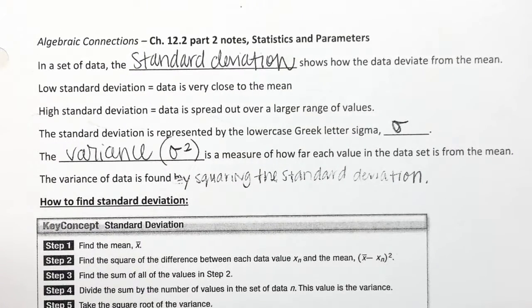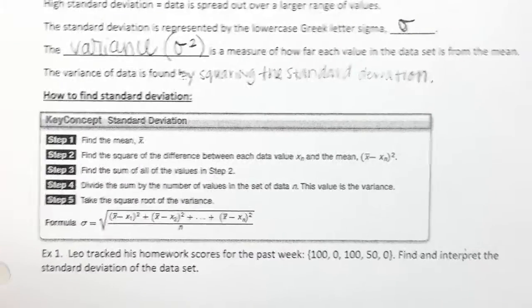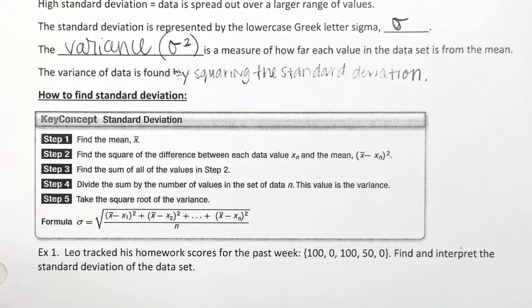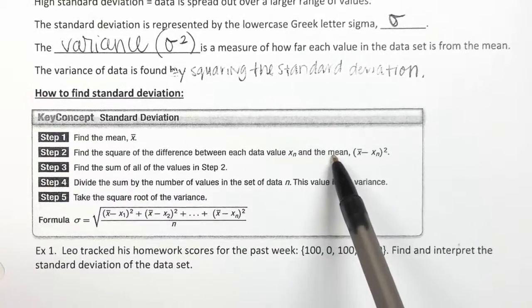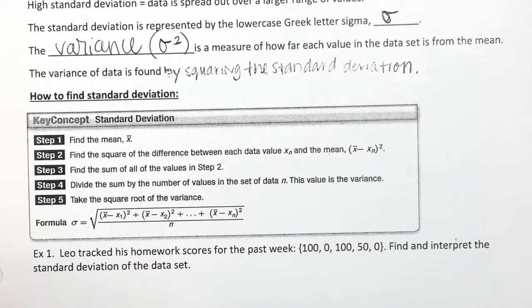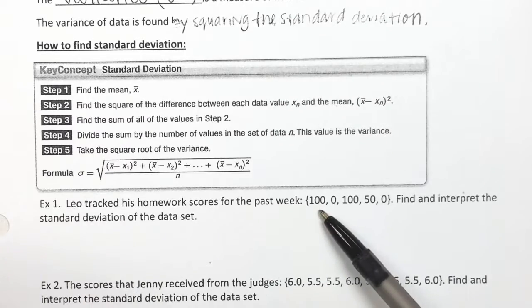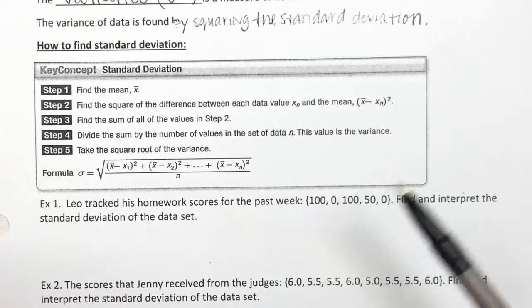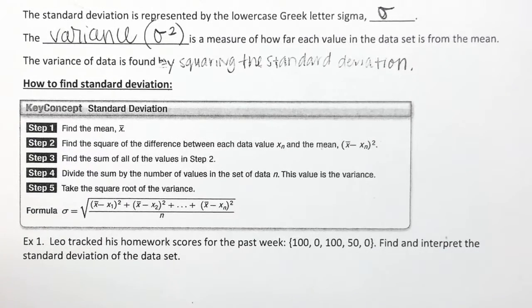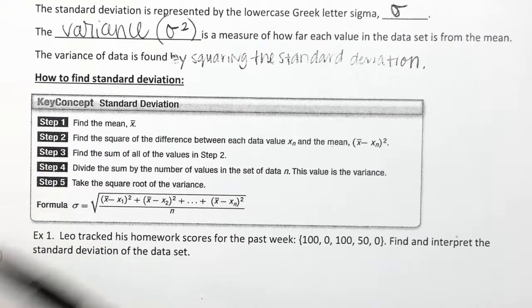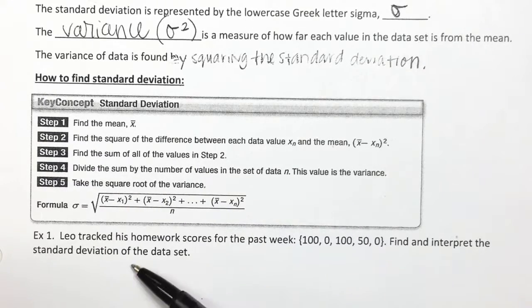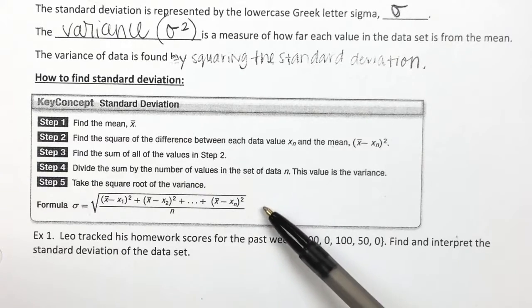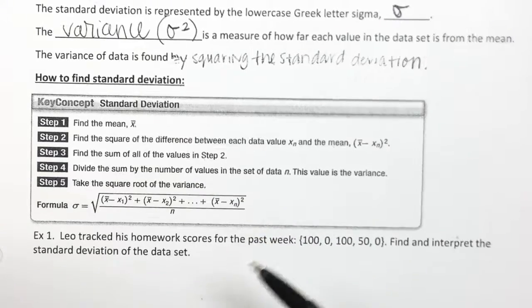Alright, and this is how we're going to find the standard deviation. There are 5 steps. The first one, we find the mean. The mean is just the what? Average, good. Then we're going to find the square of the difference between each data value and the mean. So remember yesterday when we found the mean, say it was 20, and we did 100 minus 20, 0 minus 20, and so on. We're going to do the same thing except this time we're going to square it. Then we're going to add them all together and divide by n. And then once we do all that, we're going to take the square root of our answer. And I'll show you how to do that on your calculator.